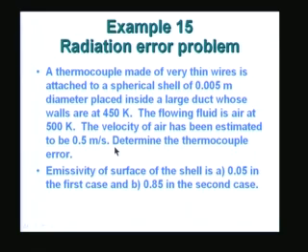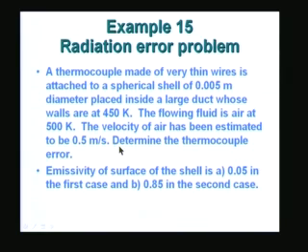So, example number 15: a thermocouple made of very thin wires is attached to a spherical shell of 0.005 meters, placed inside a large duct whose walls are at 450 Kelvin. I have said very thin wires so that the conduction through the lead wires can be ignored. The flowing fluid is air at 500 Kelvin. The velocity of air has been estimated to be 0.5 meter per second.